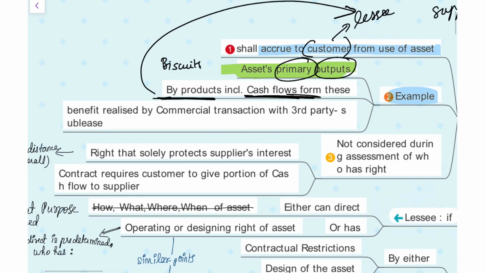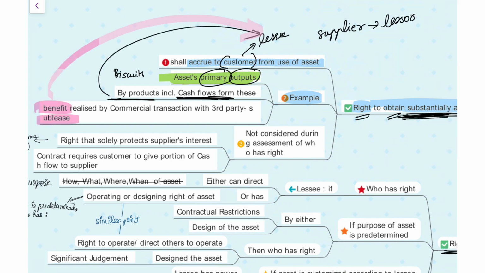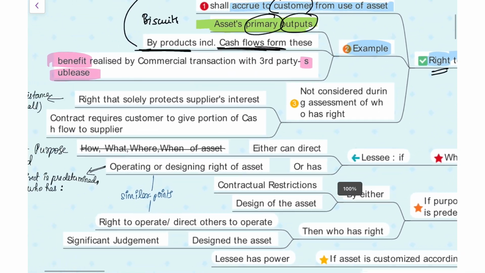And finally, if there is any benefit which you are realizing by subleasing, suppose the lessee is subleasing that plant and machinery to someone else, the payments that you are going to get from the sublease should also belong to the lessee only. So any form of benefit, either the primary output itself, or the byproducts cash flow, or the sublease benefits, the lessee should get. So in any form the economic benefits can come to the lessee.